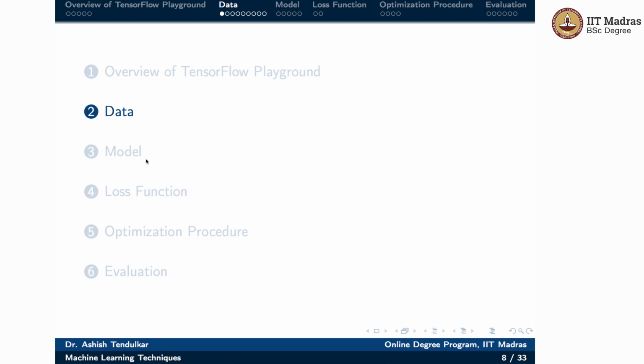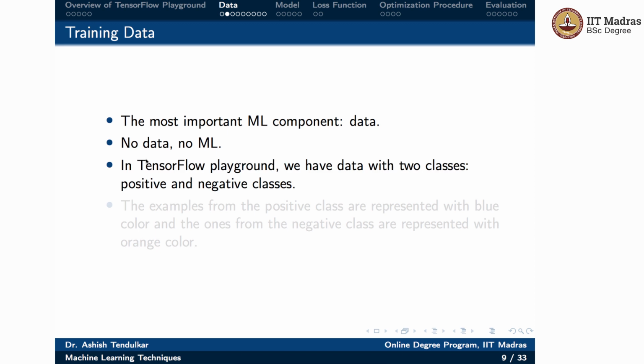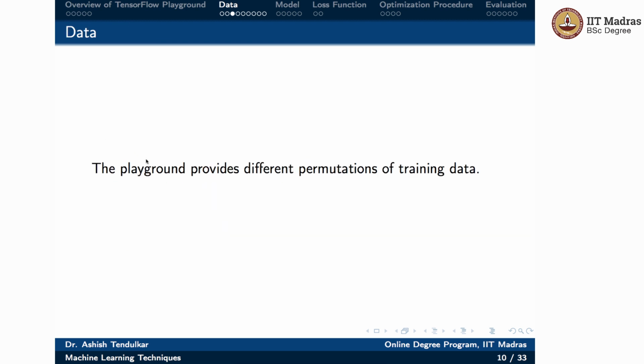The first component is, of course, the training data. It is the most important machine learning component. As you know by now, without training data, we cannot train a machine learning model. In TensorFlow Playground, we have data with two classes, positive and negative classes. The examples from the positive class are represented with blue color, and the ones from the negative class are represented with orange color. The playground provides different permutations of training data.